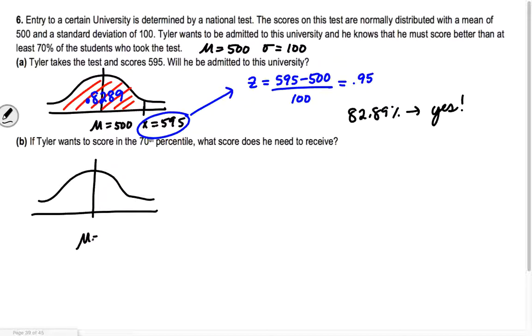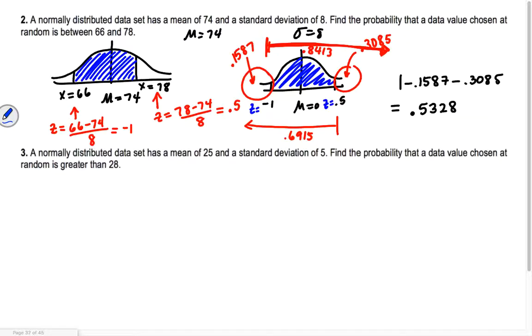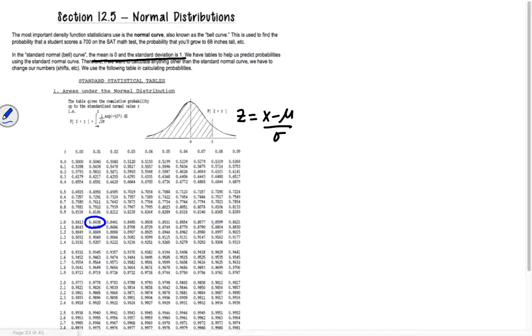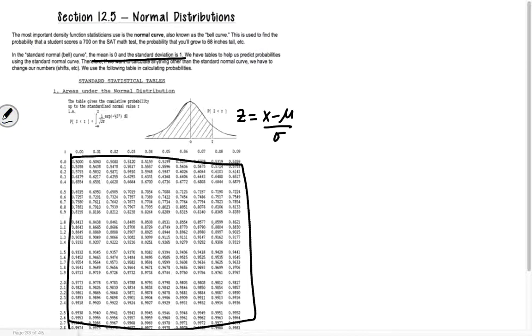But we're saying, what if the mean's 500, and he wants to get in the 70th percentile? That means we want this area in here to be 0.7000. Do you guys understand what I'm saying? We're going backwards. What z-score would he need to get that? Well, we go back to the chart, and now we're looking in the probability area, the percentages, and we're trying to find 0.700. I don't have an exact 0.700, but I have 0.6985 and 0.7019. Which one do you think we should choose?